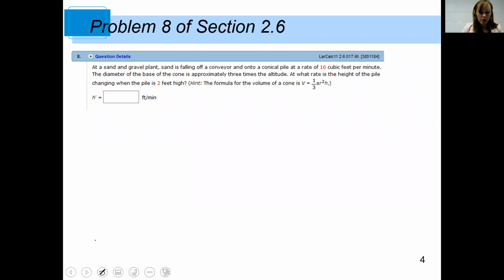The best way that I approach word problems, first of all, is I just kind of skim. Okay, and so I say at a sand and gravel plant, sand is falling. What's the end result? What am I really looking for? And it says at what rate is the height of the pile changing when the pile is 2 feet high? So the height, when is it changing? That rate of change is going to be, assuming that the height is affected by time, I'm going to want that dH dt.